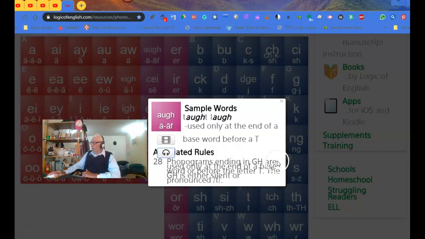Okay, and then it has an associated rule: phonograms AU and GH are used only at the end of a base word. That's a dictionary word, right? Or before the letter T, like in taught. Okay, so let's listen to it again. Ah, af, used only at the end of a base word or before a T.